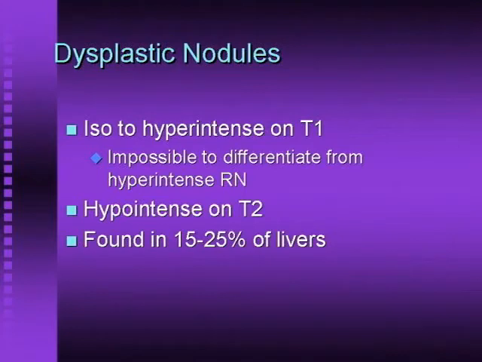What about dysplastic nodules? Again, these are the pre-malignant lesions. These can be very difficult to differentiate from regenerative nodules. They have the same kind of signal intensity pattern, and at pathology, they're really pretty common, but for MR, they're really very difficult for us to diagnose.